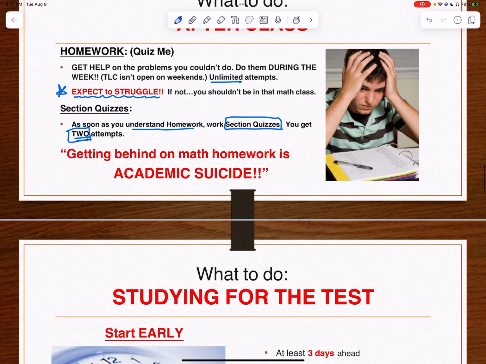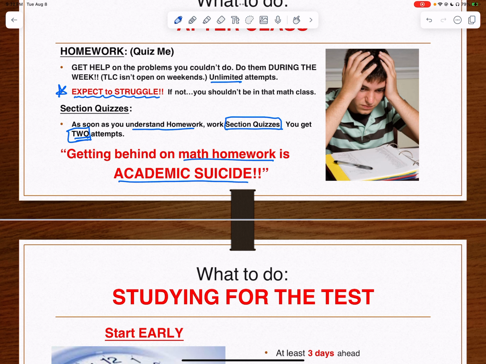The key in math, literally, is if you get behind on that math homework, that is really academic suicide. It is really like a snowball effect. It starts with you just get a little bit behind.